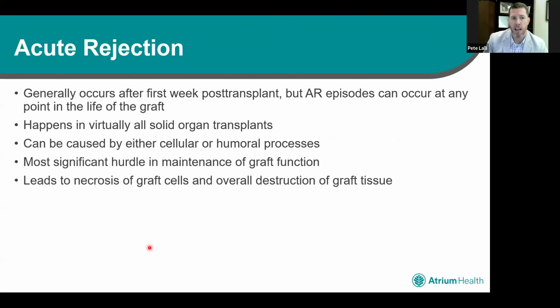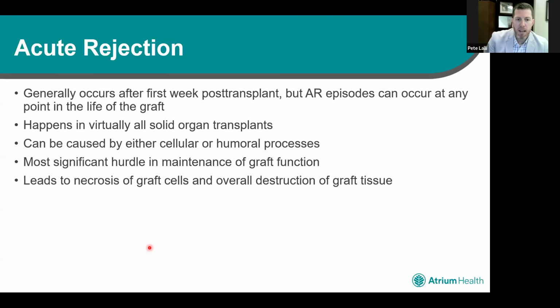Acute rejection, on the other hand, generally happens after the first week post-transplant, but can happen at any point in the life of the graft. And that's why we have to treat our patients with lifelong immunosuppression, because at any point in time, the cells of the immune system can kick on, recognize this as being bad, and start to try and fight it off. The same way that they try and fight off a cold or a scratch that you may get infected, anything that might influence your immune system to turn on, it can do in the same case when we talk about acute rejection.